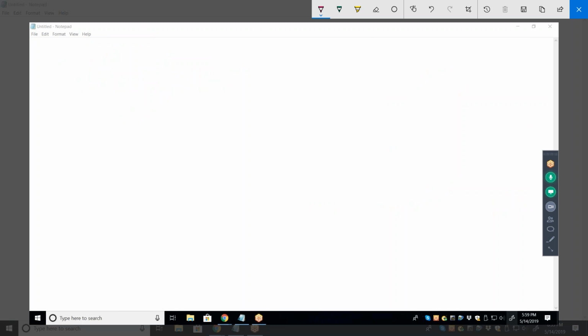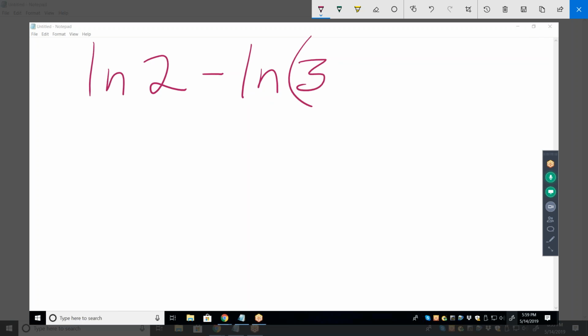Okay, this one is natural log of 2 minus natural log, and then in parentheses 3x plus 2 equals 1. Okay. Like that? Yep.